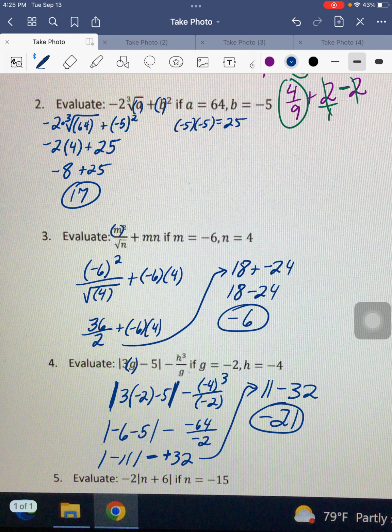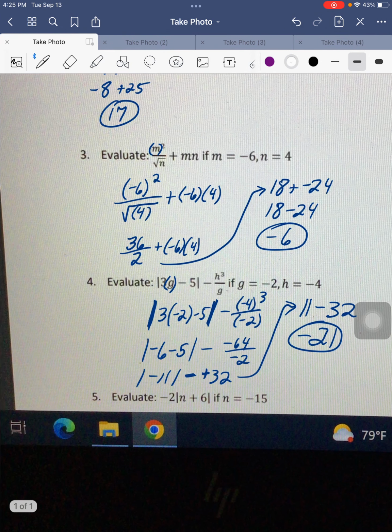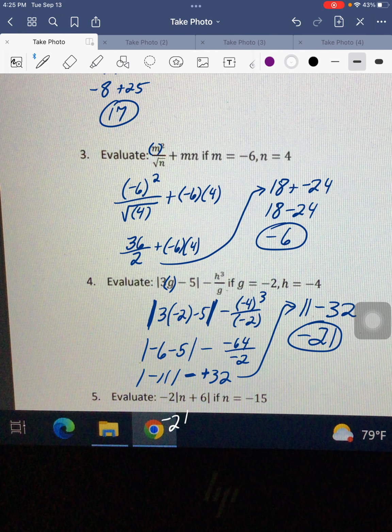Last problem, I'm going to try to squeeze this in here. Oh, I could just write with white. I think that'll work. So negative 2 times the absolute value of negative 15 plus 6. Negative 15 plus 6 is negative 9. And on the outside here, that means multiplication. So it's negative 2. Absolute value of negative 9 is 9. So it's times 9. Negative 18 is your answer.